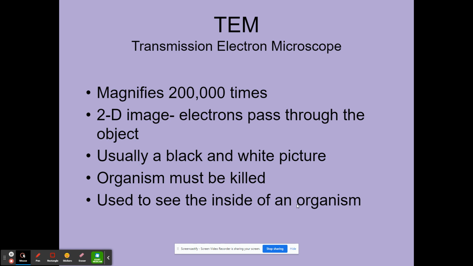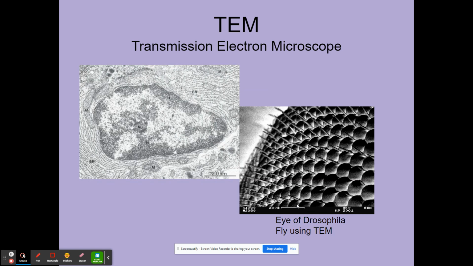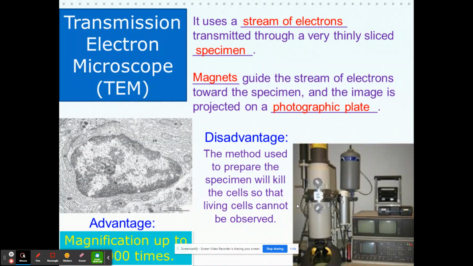It has 200,000 times magnification. Typically, it's a 2D image, typically black and white. The organism must be killed because you shoot that beam of electrons right through the organism to see the inside of it. So these are some samples. You can see that's the inside of a cell, and that's the eye of a fly. You can see the rods and cones coming out of there.